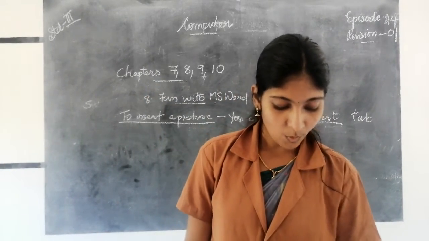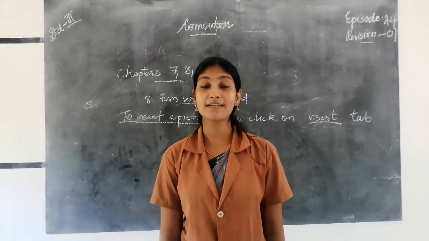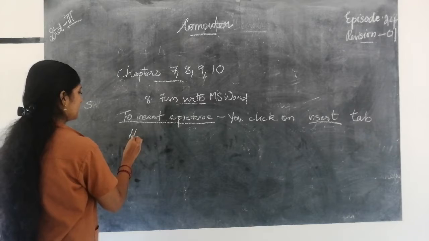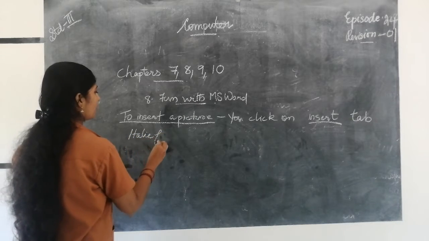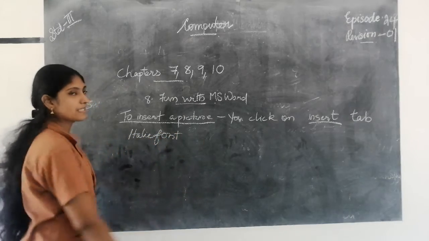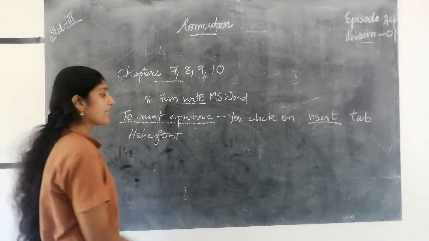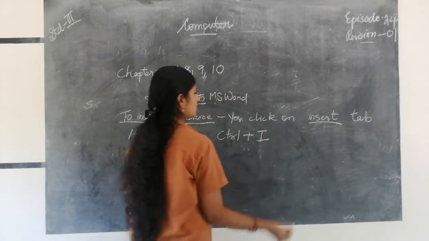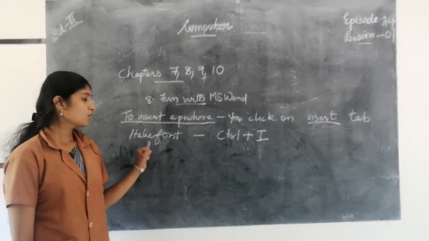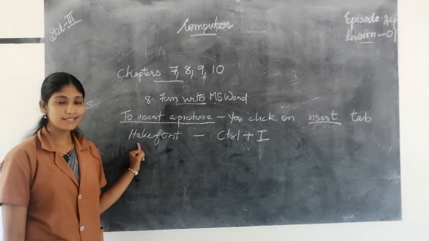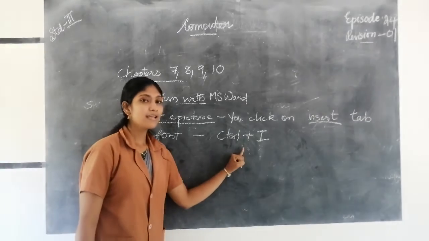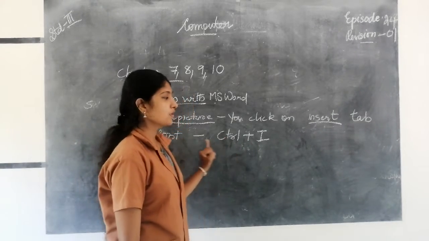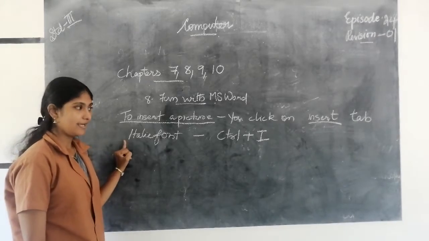And then, what is the shortcut key for making text italic? So italic means italic font. What is the shortcut key used for italic font? Control plus I. Control plus I is the shortcut key used for making a text italic.